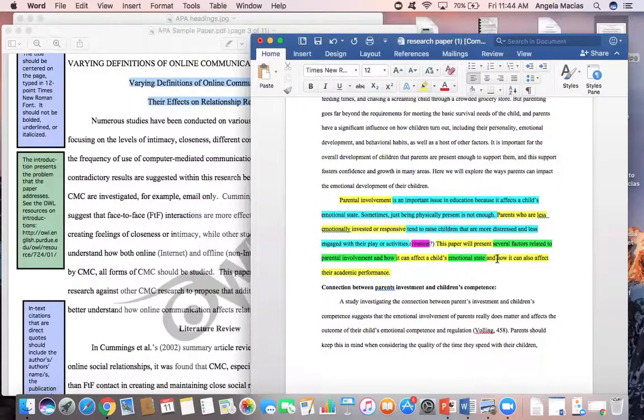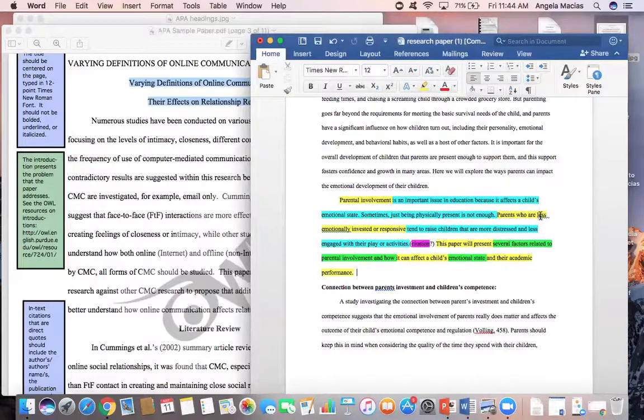Let's just take all this stuff out. There, now I think I've got a much more simplified thesis statement that is easier to read. "This paper will present several factors related to parental involvement and how it can affect a child's emotional state and their academic performance." Okay, that's pretty good.